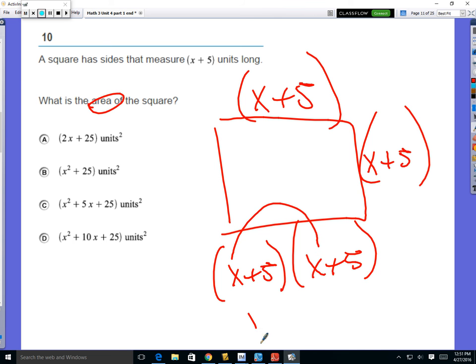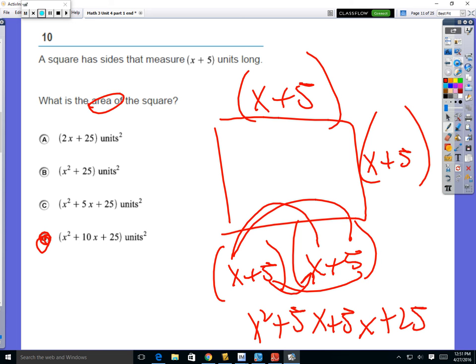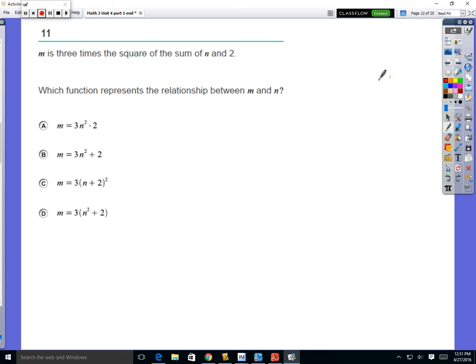X times x is going to give you x squared. X times 5 is going to give you 5x. 5 times x is going to give you 5x. 5 times 5 is going to give you 25. So x squared plus 10x plus 25 matches with D.